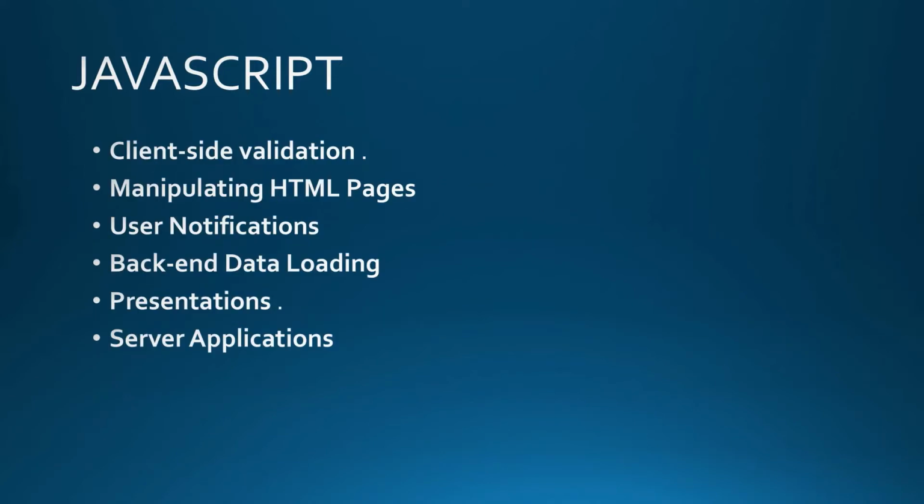There are many advantages of using JavaScript. The first is client-side validation and manipulating HTML pages. If there is something on the HTML page and you want to change a color or do something else, we can do a DOM manipulation, which we're going to cover in this video. Then there is user notification: if something has happened, a pop-up can show, which can be done by JavaScript. And backend data loading uses Ajax for getting data, such as JSON, the most popular format. Because of JavaScript, we are able to provide a very good user interface for users on web pages. JavaScript can also be used for server applications, but we're not going to cover that in this video.